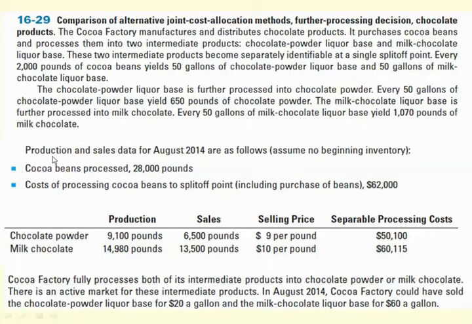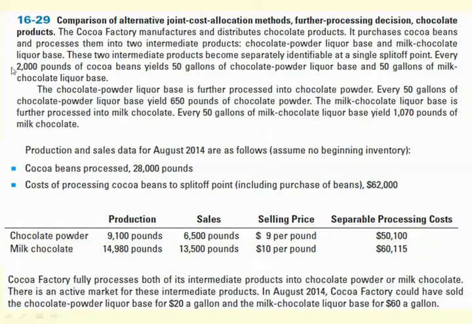The actual data is that we have cocoa beans processed: 28,000 pounds. We knew that each 2,000 pounds result in 50 gallons of chocolate powder liquor base and 50 gallons of milk chocolate liquor base. So if we have 28,000 pounds instead of the 2,000 pounds, how many gallons of chocolate powder liquor base and how many gallons of milk chocolate liquor base will it result in?